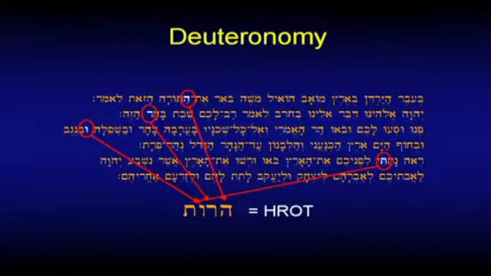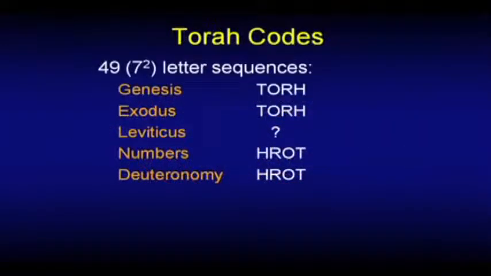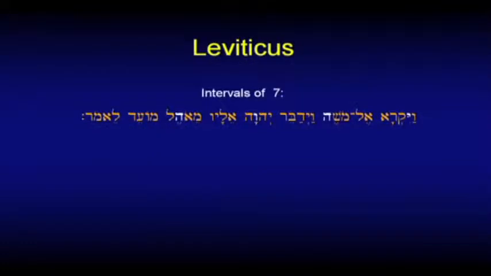When you get to Deuteronomy, the same equivalent thing happens. Again, it's spelled backwards. So now you're puzzled. Genesis and Exodus, it's spelled forward. Leviticus, it doesn't happen. Numbers and Deuteronomy, it's spelled backwards. Let's take another look at Leviticus. Instead of taking 49, let's take the square root of 49, 7, right? And it turns out, in intervals of 7, not 7 squared, 7, we have the unpronounceable name of God, Yod-Heh-Vav-Heh.